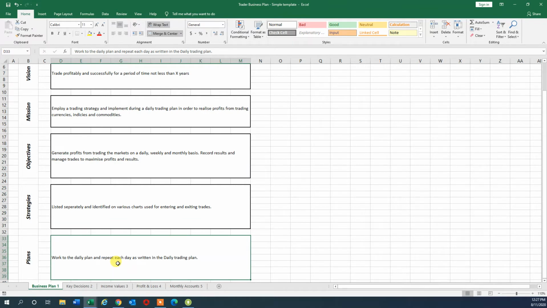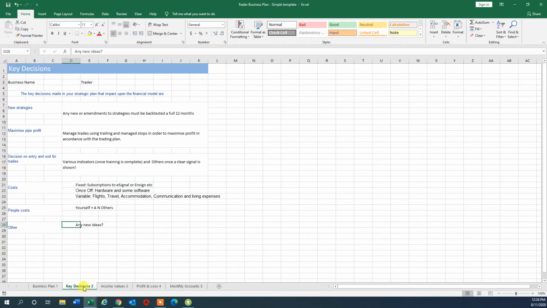Plans: work to the daily plan that you have and repeat it each day as written in the daily trading plan, unless you edit the plan, in which case work to the edit. But have the plan, have it printed out and posted very nearby wherever it is you work from, at your workstation basically. Paragraph 2 there, key decisions, again edit "trader" to be your name.